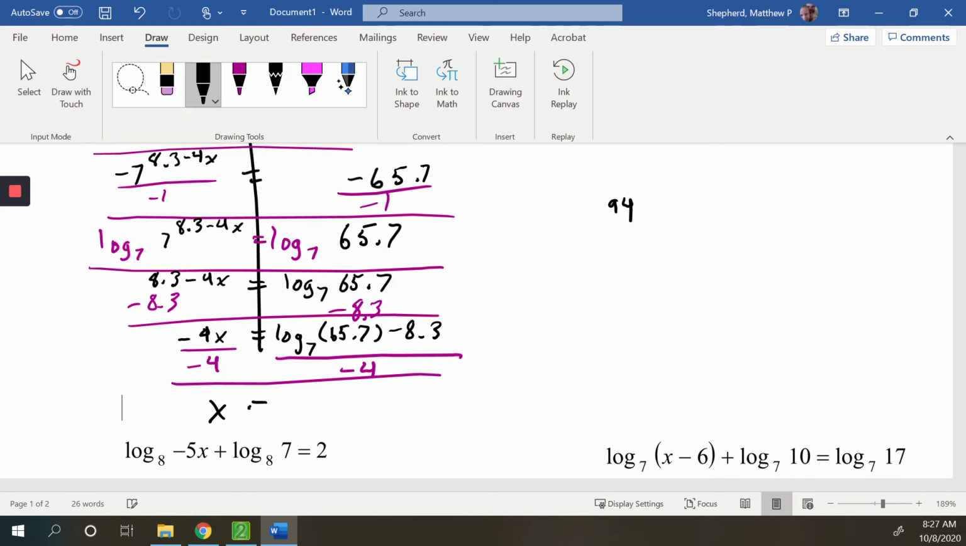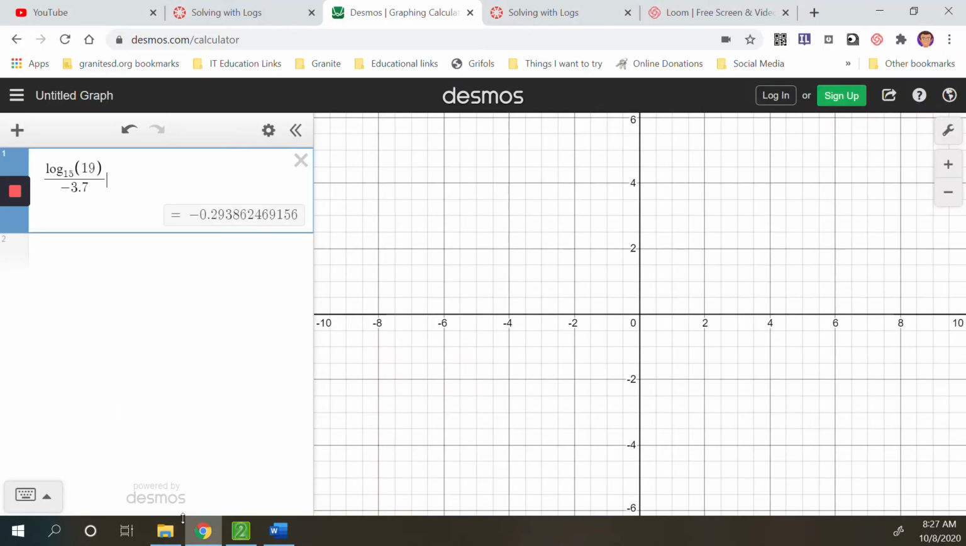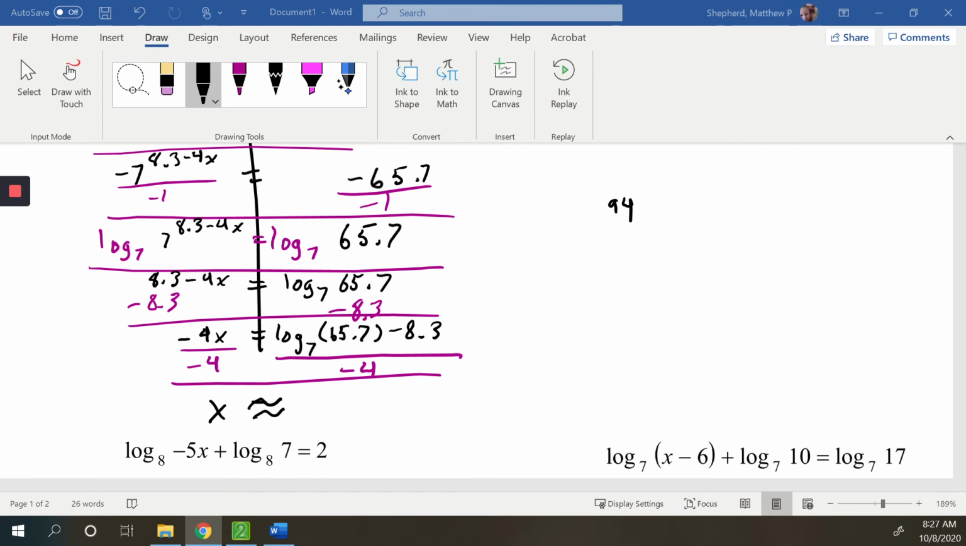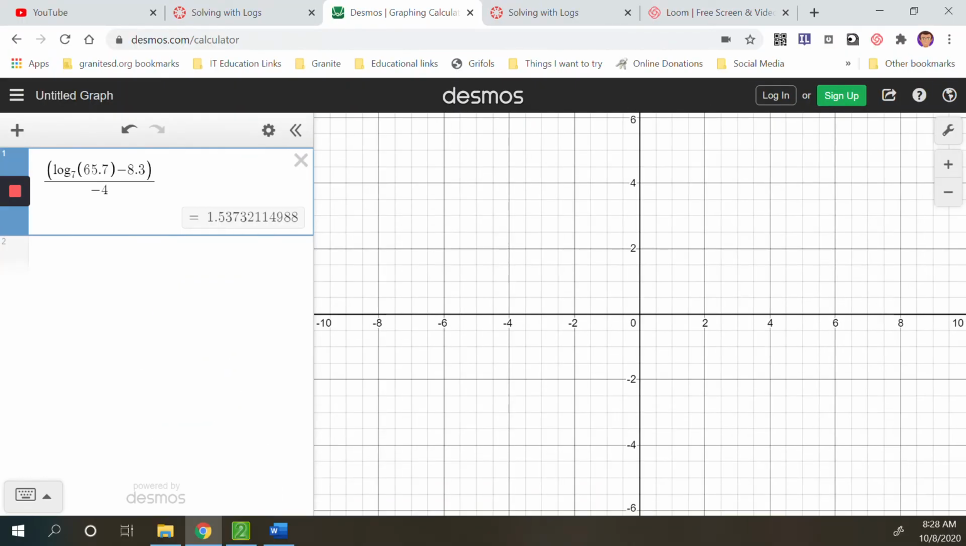And we're going to have x is approximately equal to, now we just got to type that into our calculators. So the log base 7 of 65.7, let's see, minus 8.3, all over negative 4. And as we type that in, we should get 1.537.